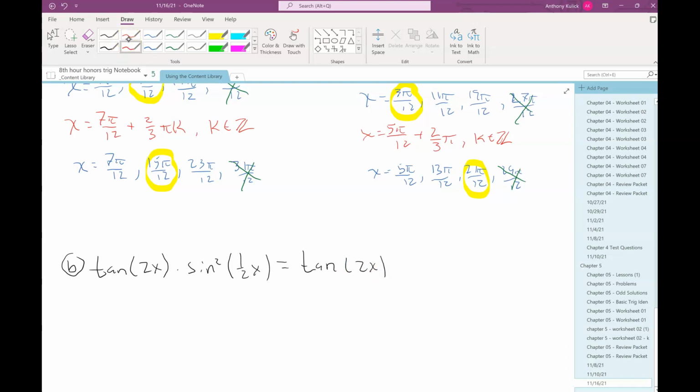So let's say we have this, tan 2x times sine squared of 1/2 x equals tan 2x. What should we do first for this? Good. What do you definitely not want to do here? That is very tempting. Divide both sides by tan 2x. Very tempting to do. Very bad to do that.